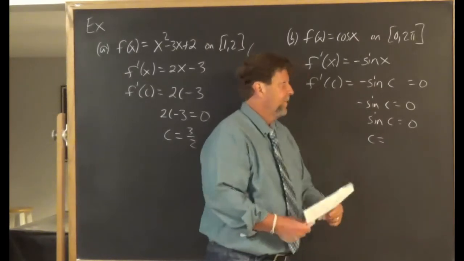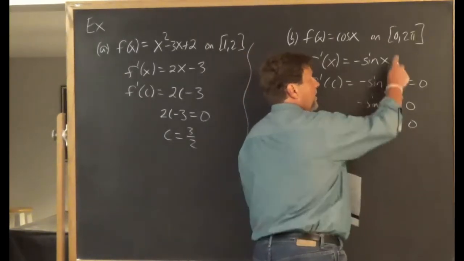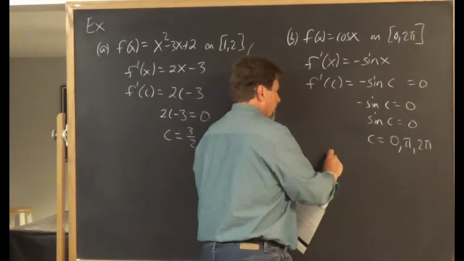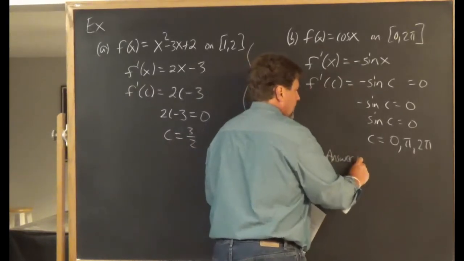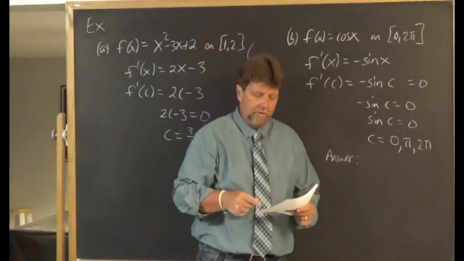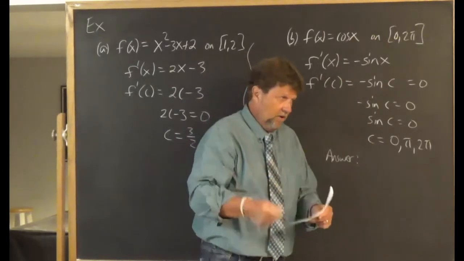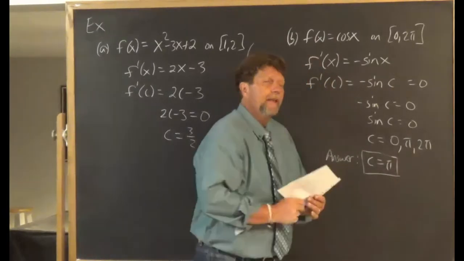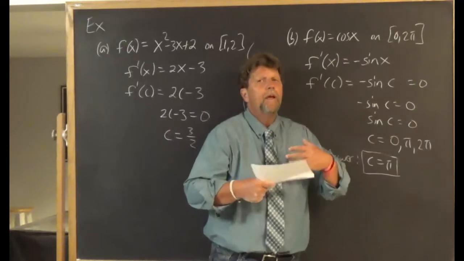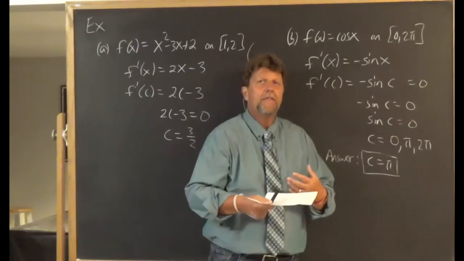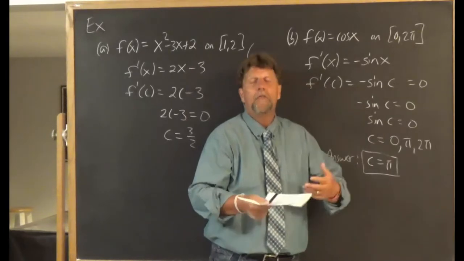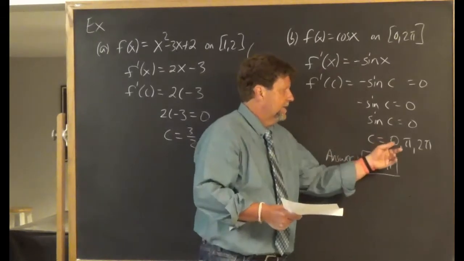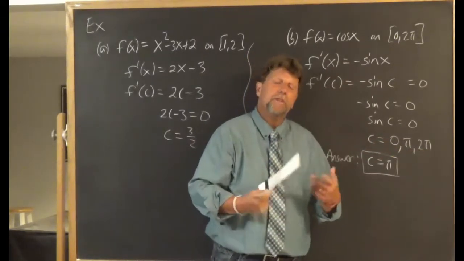That's okay. So where does sine equal 0 on the interval 0 to 2 pi? Well, it's 0, pi, and 2 pi. However, our answer here is only one of those three. Our answer is only c equals pi. That's because Rolle's theorem says these values of c are in the open interval a to b, so the open interval 0 to 2 pi. 0 and 2 pi are not in the open interval, they're in the closed interval.